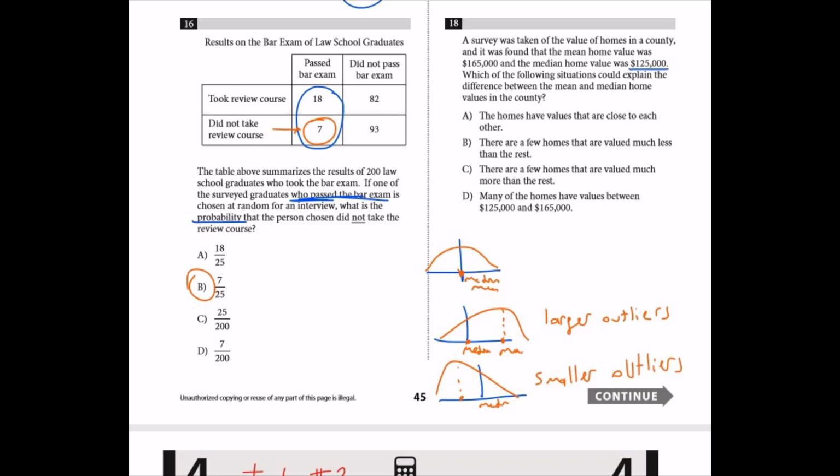What does this mean? If we have larger outliers, it means that there are few homes that are valued much more than the rest. And if it is smaller outliers, it means that there are a few homes that are valued less than the rest. So our situation here is our mean is greater than our median, because mean is given as 165,000 and our median is given as 125,000. So it depicts this picture. So we have larger outliers, which means there are few homes that are valued much more than the rest.